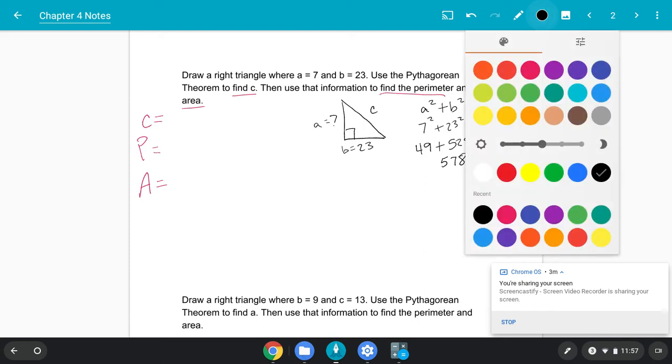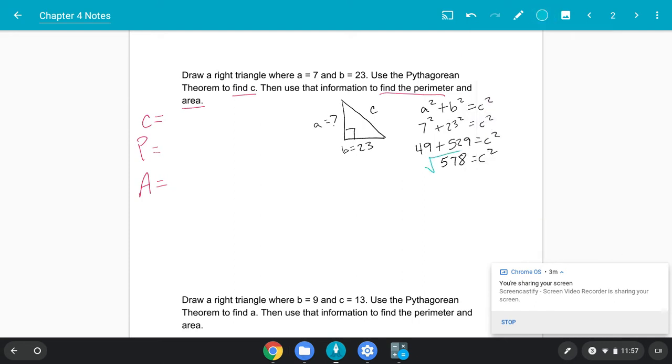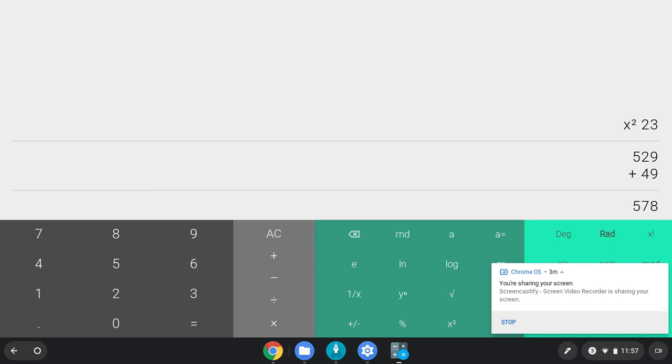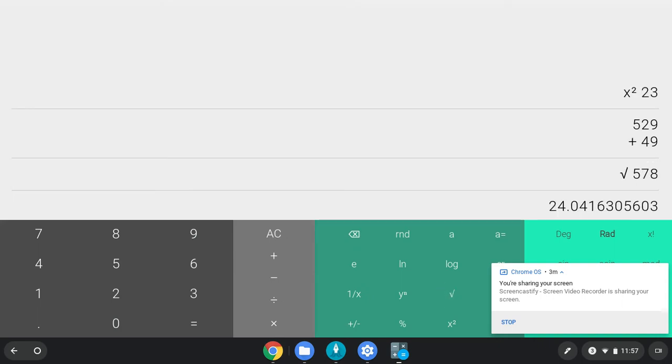Now, the last step with the Pythagorean theorem is always to square root both sides. Then we figure out what regular c is. In the calculator, it's this key right here, the little one that looks kind of like a check mark. So we're at 24.04. After the 4 comes a 1, so we keep it as 24.04.